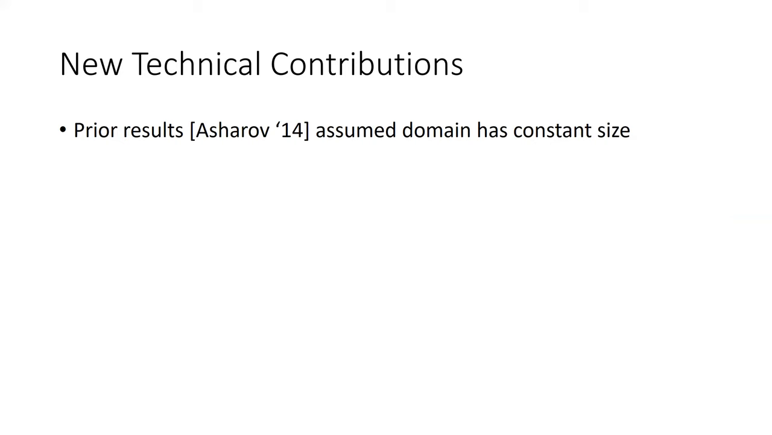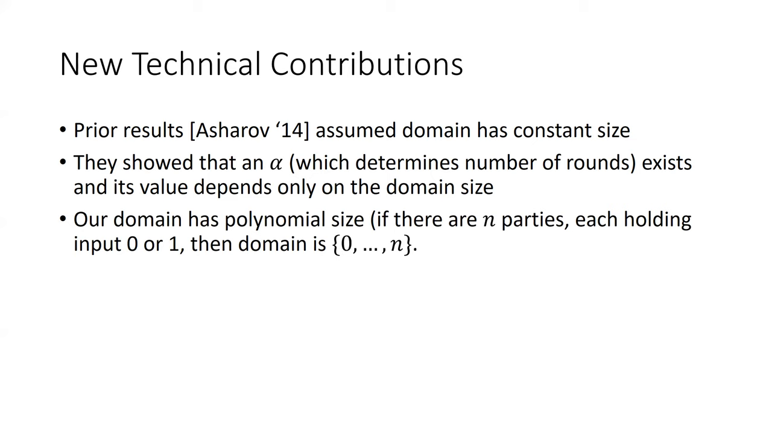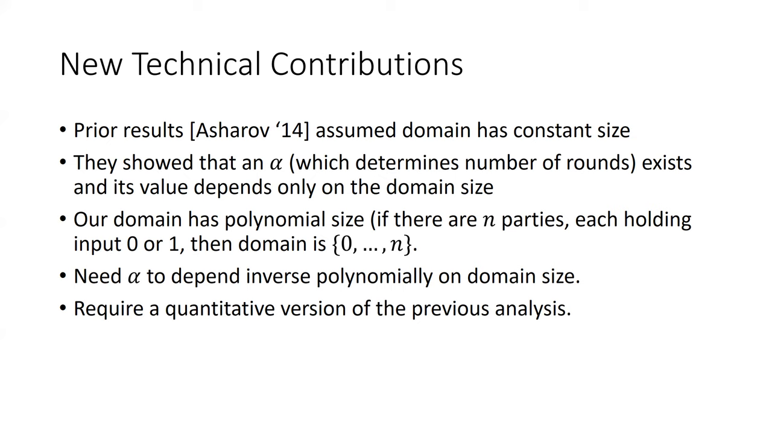We do need to introduce some new technical contributions in the analysis. Specifically, the prior results of Asharov et al. assume the domain has constant size, and they show the existence of the parameter alpha, which is the parameter of the geometric distribution and determines the number of rounds. They show its existence and that it depends only on the domain size. However, our domain necessarily has polynomial size, since if there are n parties, each holding input 0 or 1, then the domain is going to be the values from 0 to n. And so we need to show that this parameter alpha depends inverse polynomially on the domain size. In other words, we require a quantitative version of the previous analysis in order for the proof to go through.